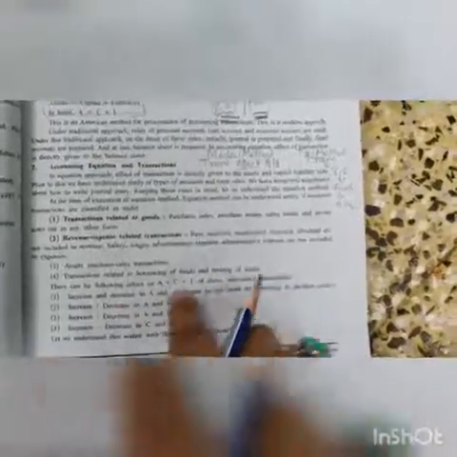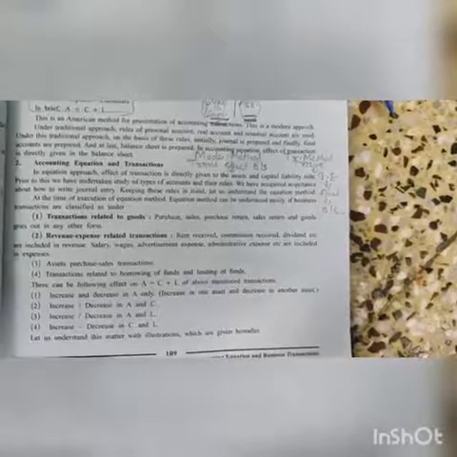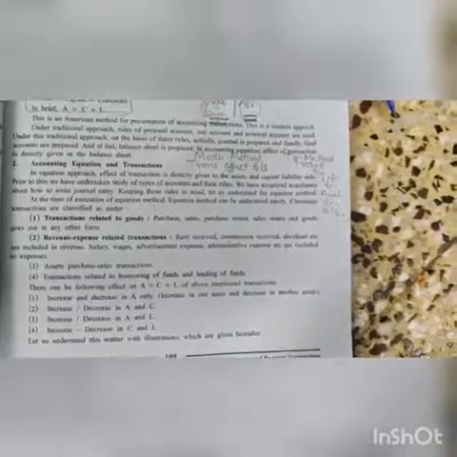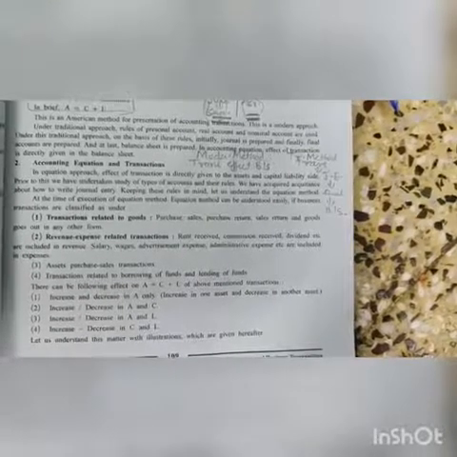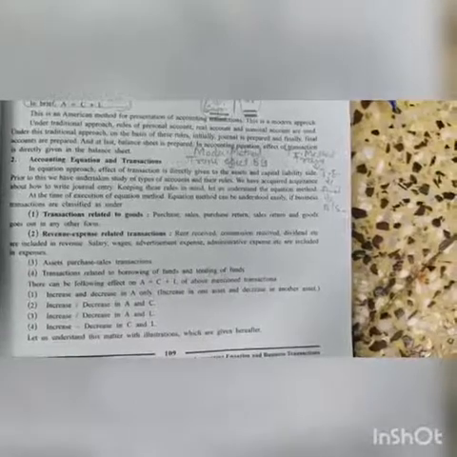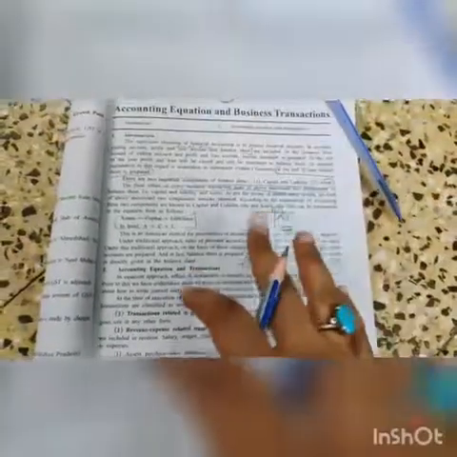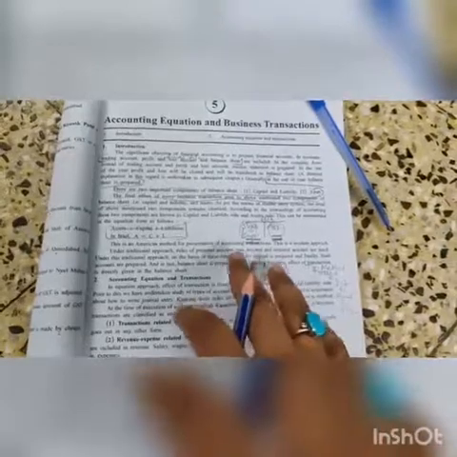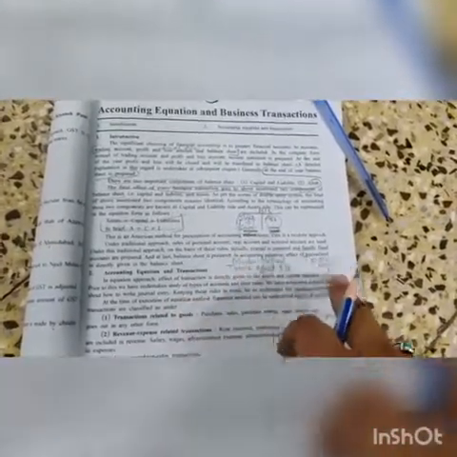Clear? There can be the following effects on A = C + L from the above-mentioned transactions: increase and decrease in asset only, increase and decrease in asset and capital both, increase and decrease in asset and liability, increase and decrease in capital and liability. That we will study when you do the sums. So this is the theoretical portion. This equation method is a modern method, an American method, and in India the same thing is done step by step.